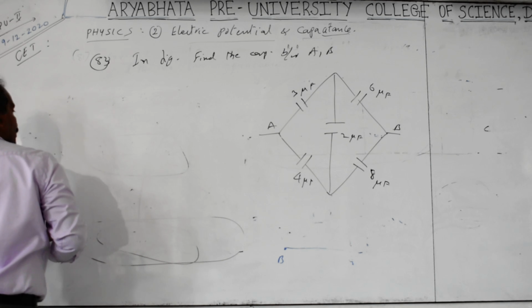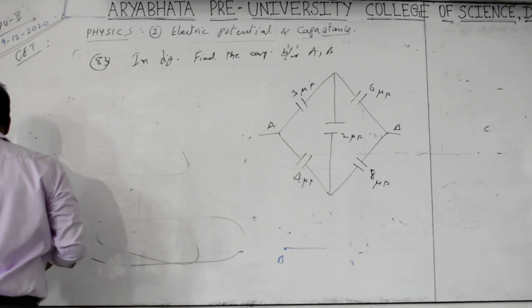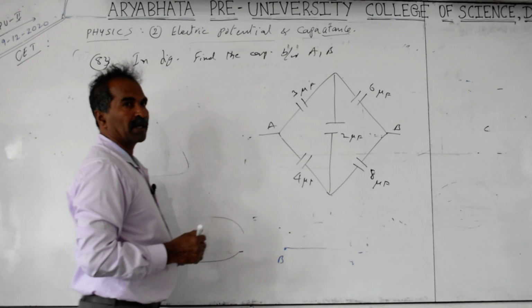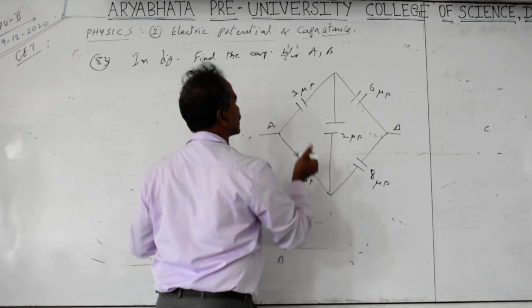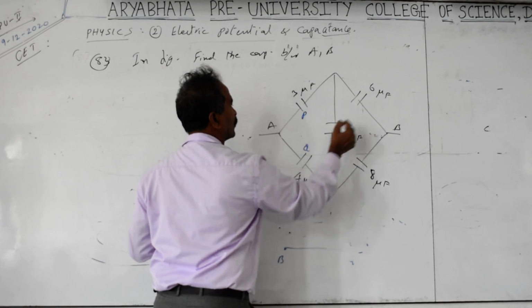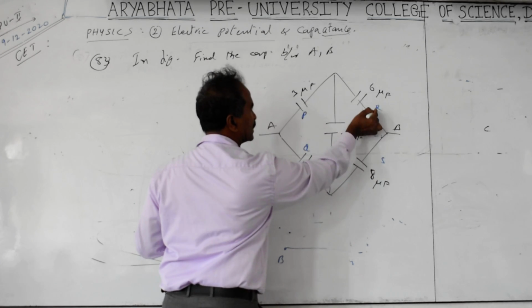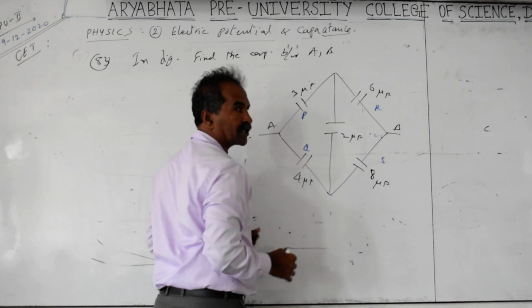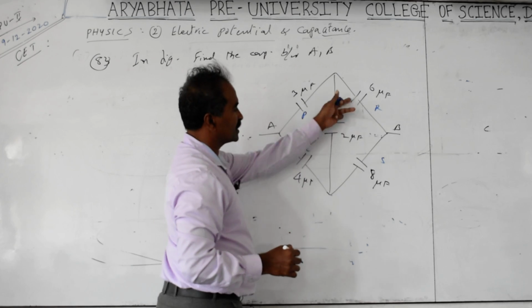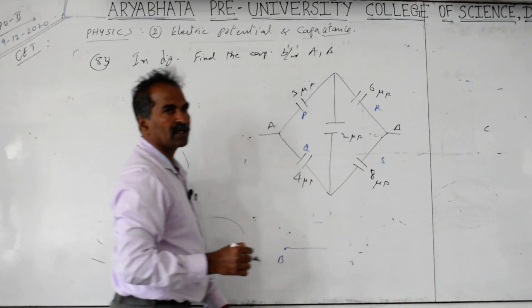First, you have to check whether it is balanced. For the balanced condition, P by Q equals R by S. If these capacitances are P, Q, R, S, the numerator and denominator ratios are the same. 3 by 4, and it is 6 by 8. 6 by 8 is again 3 by 4. So it is a balanced bridge.